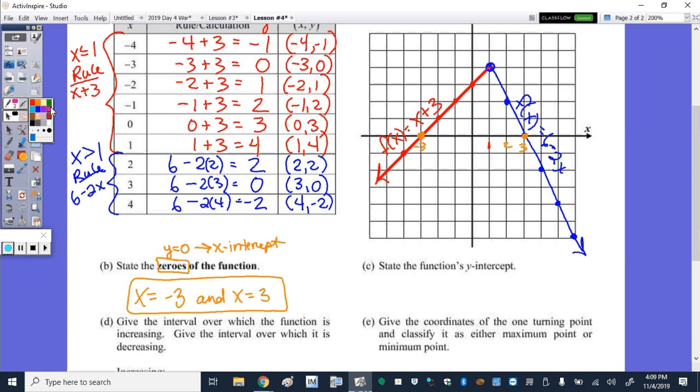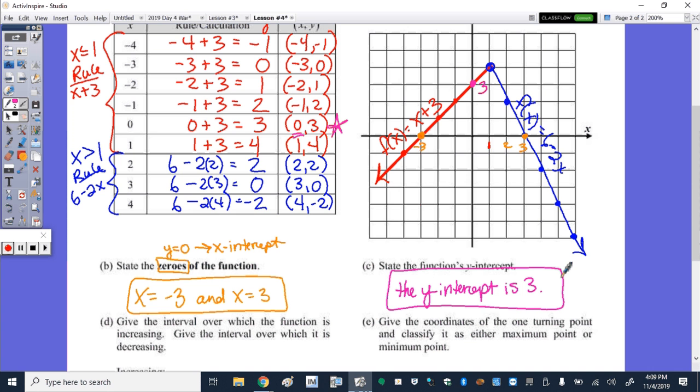State the function's y-intercept. All right, what's the y-value where it crosses the axis? That's right here at 3. We can also see it in our table here because anywhere on the y-axis, x is 0. So the y-intercept is 3.